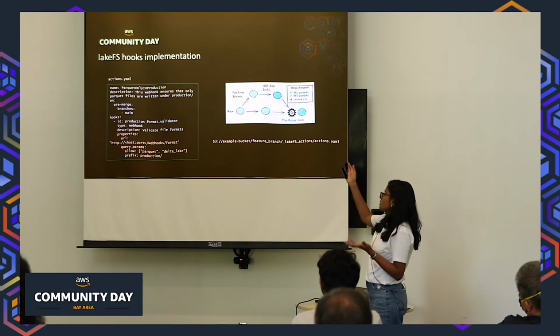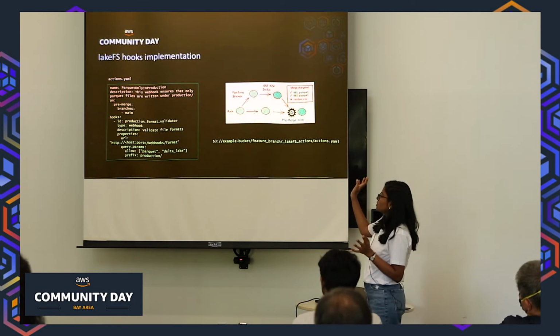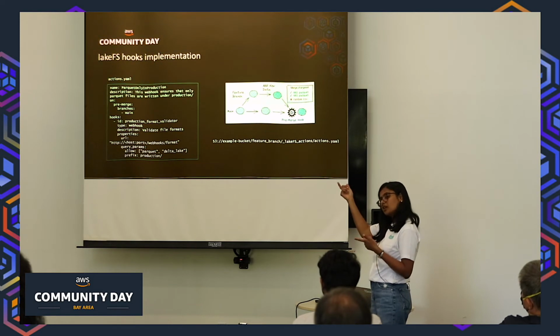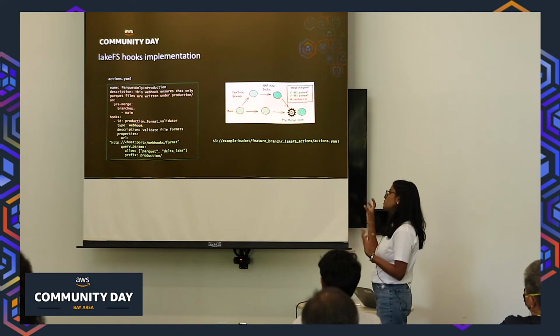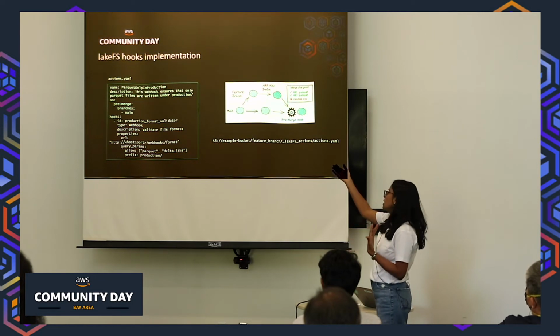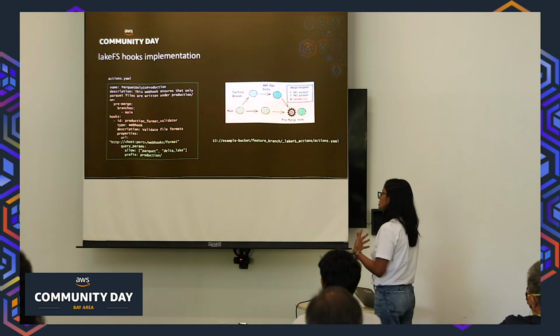You can just give it any name, description, and all of that is fine. As you can see, it is the pre-merge hook. So before merging, you can check what needs to be checked, and apply it only for specific branches. So you could say main or production or whatever other branches.